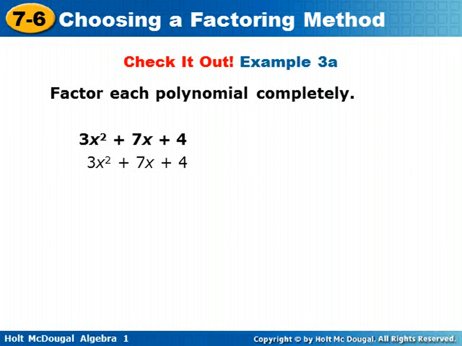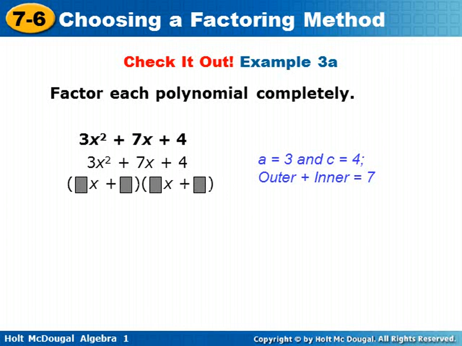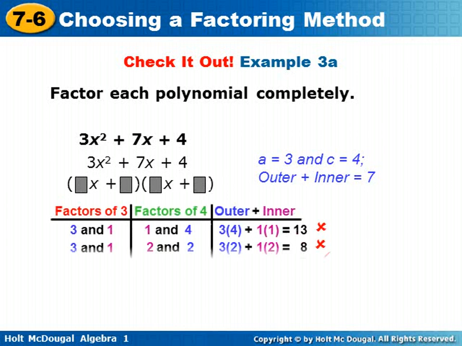Factor each polynomial completely, 3x squared plus 7x plus 4. Here's one for you to try, and then you can check back for your answer. So there's no greatest common factor to pull out. We're just simply factoring.